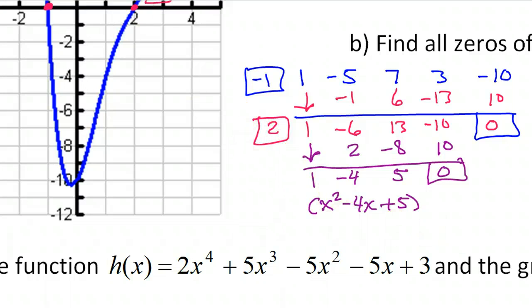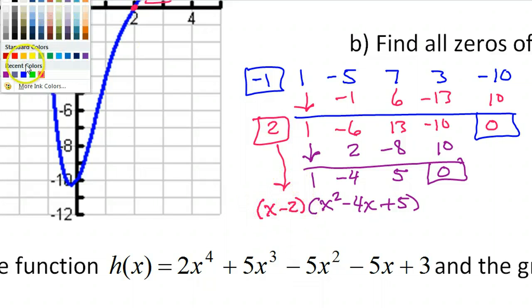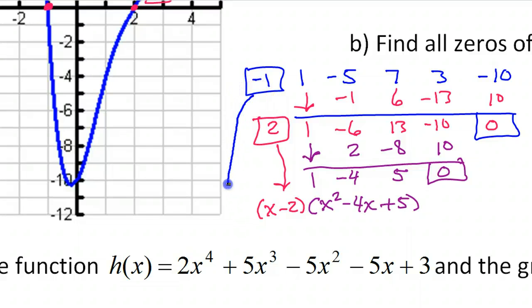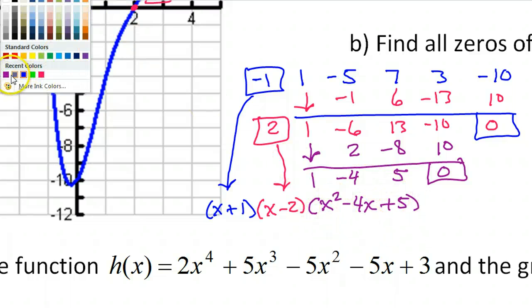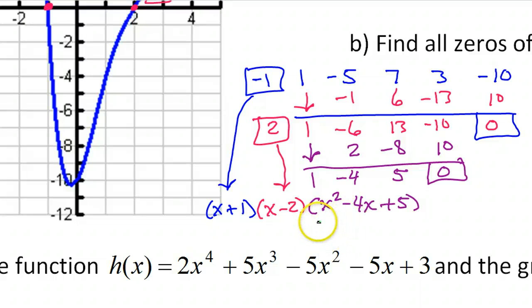Okay, now let me go ahead and bring down the factors that I get from these zeros that I was given on the graph. So this 0 corresponds to a factor of x minus 2. This 0 corresponds to a factor of x plus 1. So far I have factored down to this. So the only question is, can I factor the purple trinomial any further? And you just got to try it out and see.